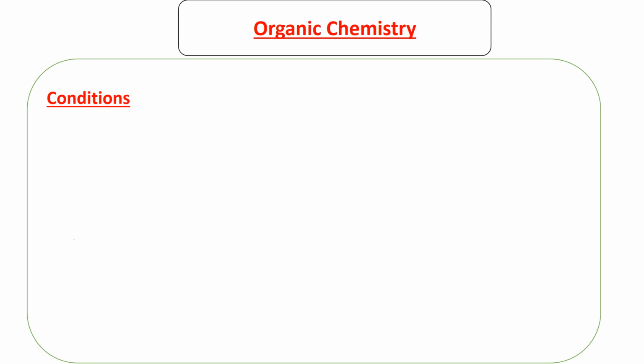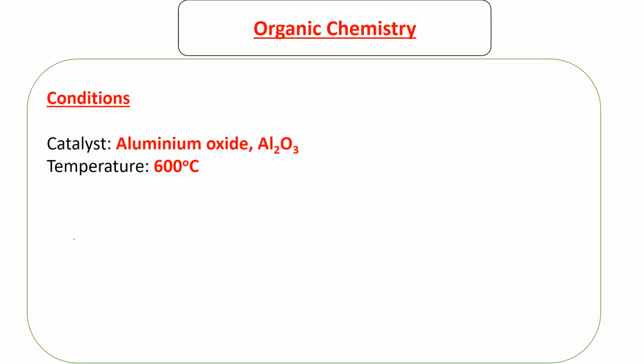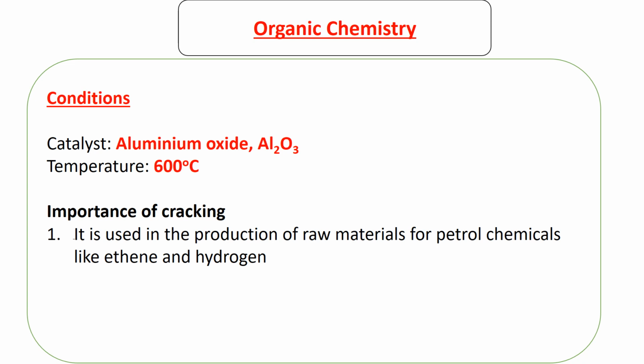So, condition for cracking. For this example, the catalyst is aluminum oxide, the temperature 600 degrees Celsius. What are the importance of cracking? First, it is used in the production of raw materials for petrochemicals like ethane and hydrogen. Second, it is used in the production of petrol.